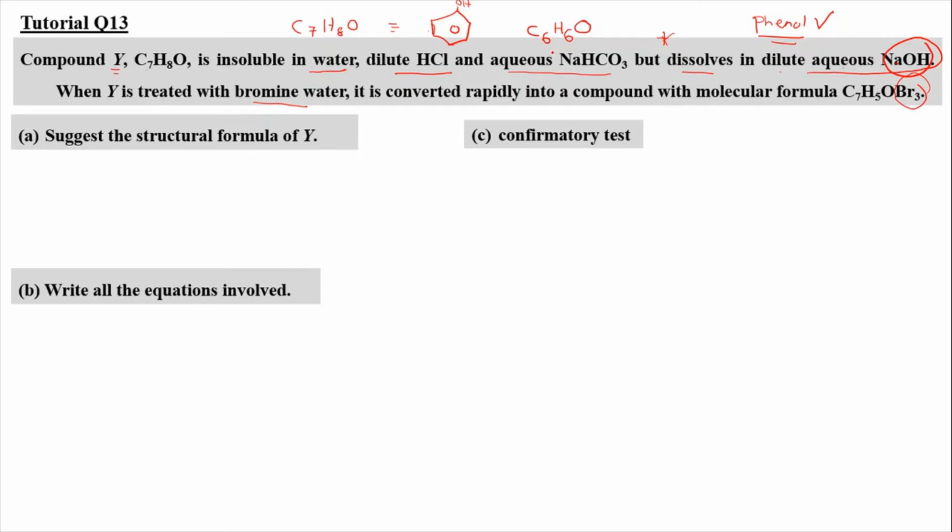Okay, and I know that what's left is my structure needs to have C7H8O. So I'm lacking, I need to add CH2 in order to get to C7H8O here. Okay, so what I'm going to do is attach a methyl group.